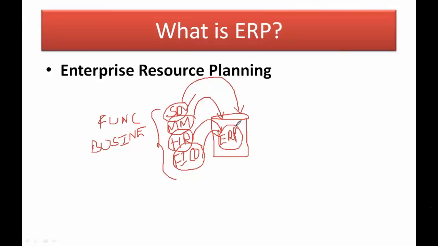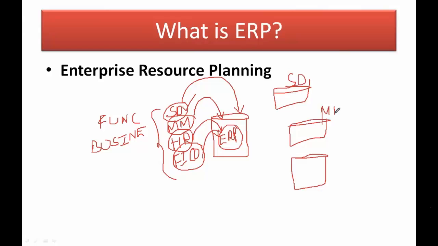So now the big question is, why should I store all the data in one application? Let's say I keep one database for SD, one database for MM, one database for FICO, individual databases. SD application data goes here, MM data goes here, HR data goes here. It is easy for me to manage. Then why should all the data go to one application, one database? Why are you mixing all the data? What is the difference? The difference is if I store the data separately.